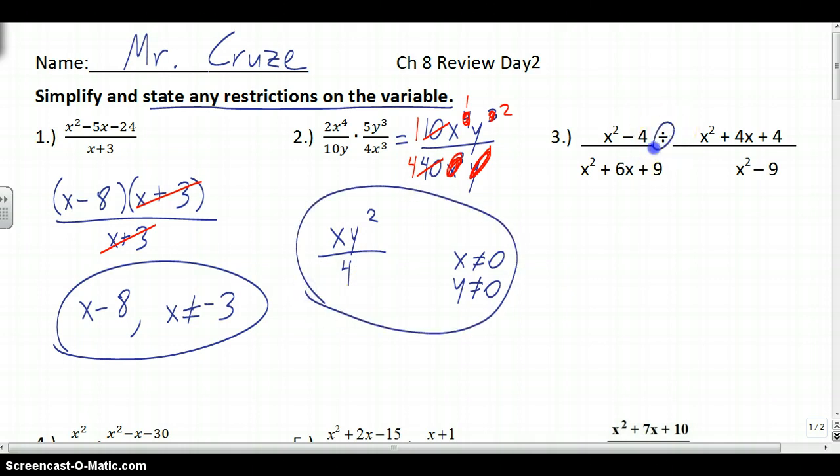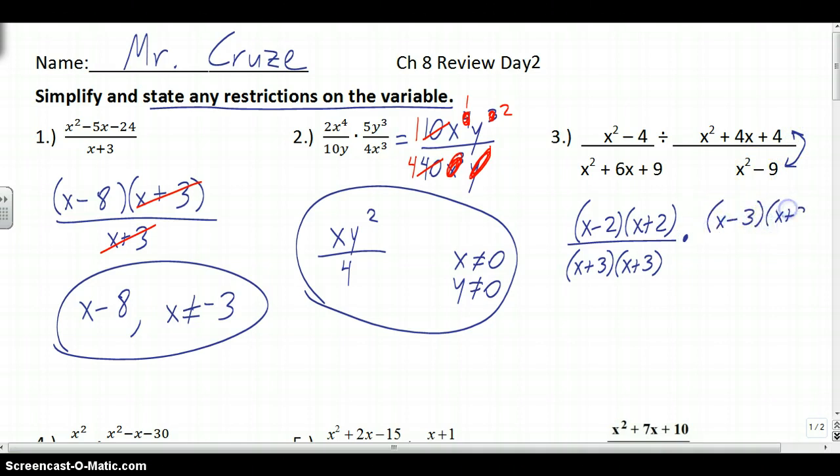Number 3 is division. Make sure you notice that it's division. Alright. X squared minus 4 factors into x minus 2 and x plus 2. X squared plus 6x plus 9 factors into x plus 3 times x plus 3. Remember, I'm keep flip changing, so these two switch places. So x squared minus 9 is x minus 3 and x plus 3 over your denominator, which factors into x plus 2 and x plus 2.